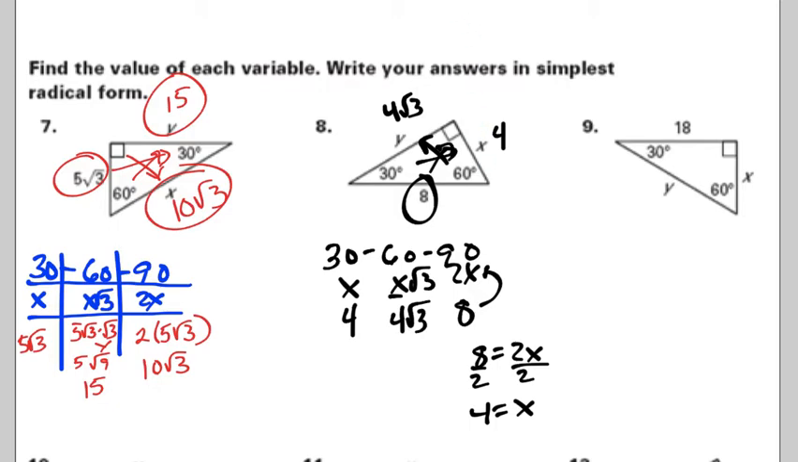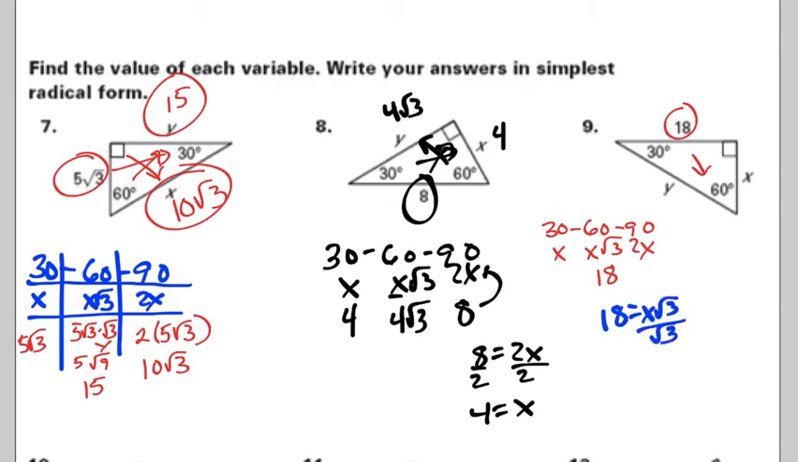On number 9, we have been given an 18 across from the 60. When you're given a whole number for the 60, which is the one with the root in it, that's going to be the hardest one to work with. We are going to have to rationalize our denominator for this one. So we have x, x root 3, and 2x. And so the 18 is the 60, so we put that under the 60 there. And this means that 18 equals x root 3. And so we're going to divide by root 3 to get x alone.